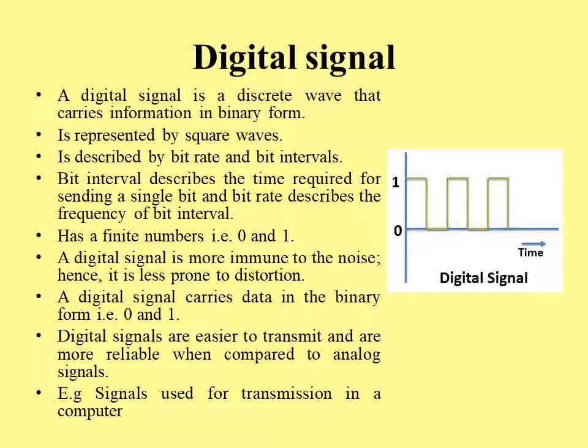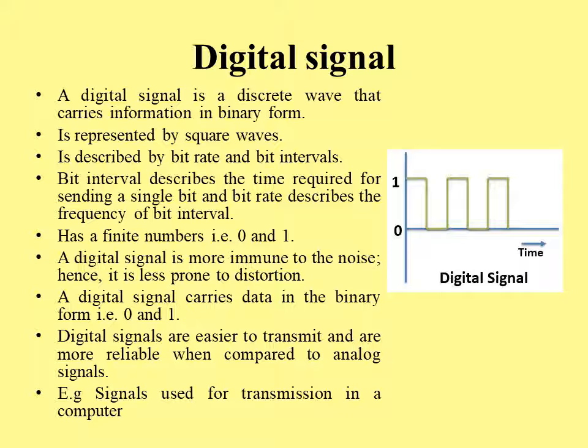Now, a digital signal is described by bit rate and bit interval. Now, what is bit rate and bit interval? Bit interval describes the time required for sending a single bit, and bit rate describes the frequency of the bit interval. It has finite numbers, 0 and 1. It has two states only. Either it is 0 or it is 1. It can exist in only two states.